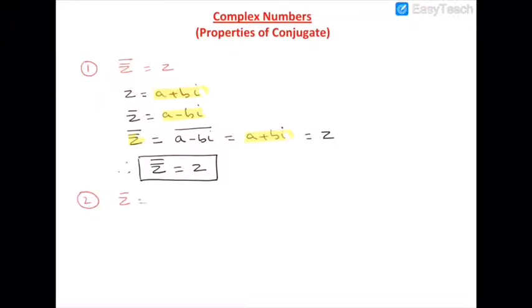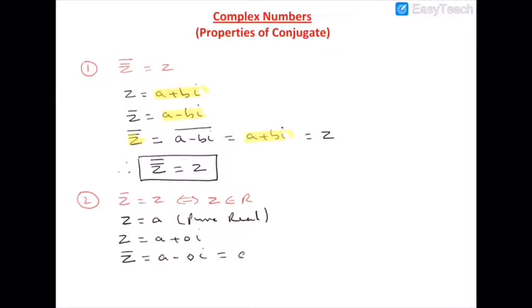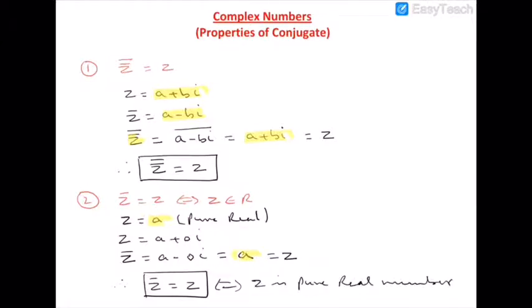A second property is conjugate of z is equal to z if and only if z belongs to the real numbers. So let z equal a, where a is a pure real number. Then a can be written as a plus 0i. Then its conjugate will be a minus 0i, which is a, and that is equal to z. So we can say that conjugate of z is equal to z if and only if z is a pure real number.